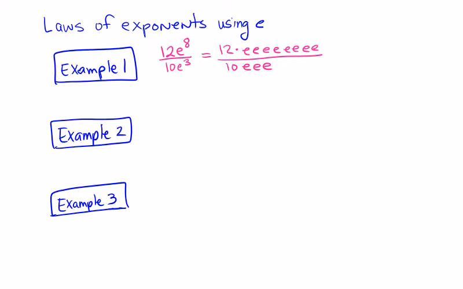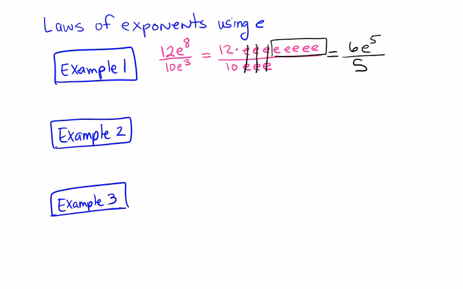Now, what the rules of exponents then say, if we don't go to just their simple memorization, is we can cancel out anything that's the same on the top and bottom. Now, when we look at 12 and 10, 2 can go into both of those. So we get 6 on the top and we get a 5 on the bottom. And then what do we have left? Well, we have e to the 5th on the top.